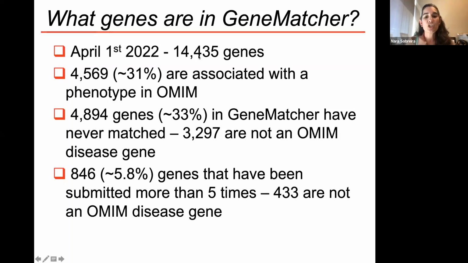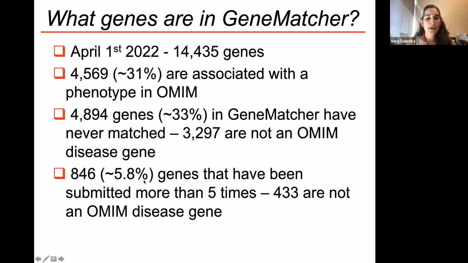Then how many of these genes have matched or never matched? 4,800 of them have never matched. So a lot of genes have been put in GeneMatcher just one time and never more. And of them, 3,297 are not Mendelian disease genes that we know of. So someone thought that this gene is a good candidate, but can't find someone else with a mutation, the same variant, in the same gene.